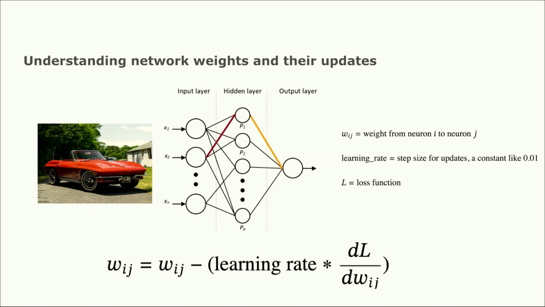A weight is often written as W subscript ij, where i is the input neuron and j is the output neuron. We typically start with random weights and then update them based on the partial derivative of the loss with respect to each weight. And if a weight increases error, we decrease its value. If a weight decreases error, we increase the value of that weight.